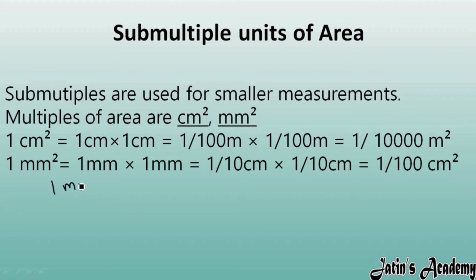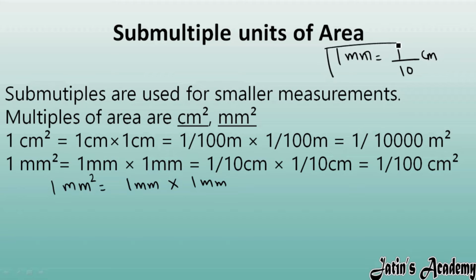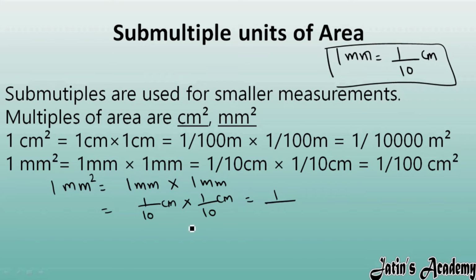So 1 millimeter square, can I write it like this? 1 millimeter multiplied by 1 millimeter, and we have the relation that 1 millimeter is equal to 1 by 10 centimeter. You have to remember this relation. So instead of 1 millimeter I put it in the form of centimeter: 1 by 10 centimeter multiplied by 1 by 10 centimeter. Here 1 multiply 1 is 1, and 10 multiply 10 is 100 centimeter square. This is the relation for millimeter square: 1 millimeter square is equal to 1 by 100 centimeter square. Fine.